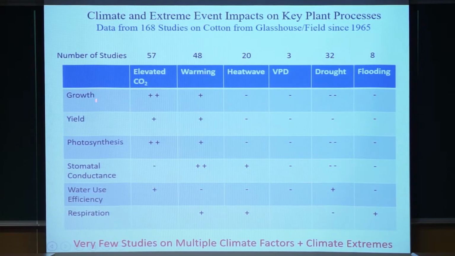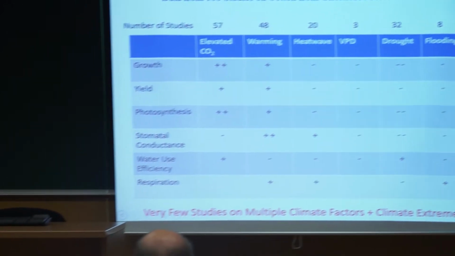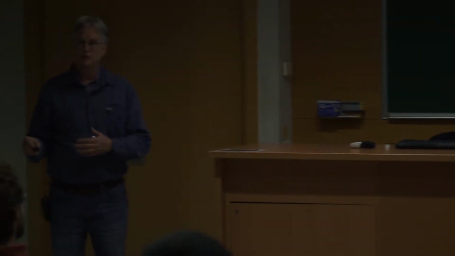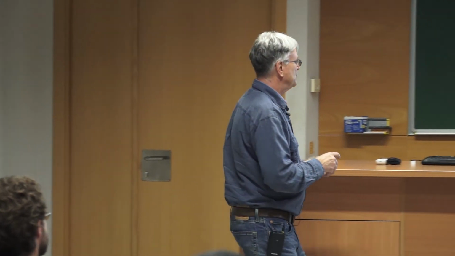But if you look at that, we see that, here are the processes. CO2 generally has had a positive impact. Warming can have a positive or negative impact depending on whether you're below the optimum or above the optimum. Heat waves generally have negative impacts, as does VPD, drought, and flooding. But we noticed that very few studies looked at multiple climate factors, and very few studies looked at climate extremes. So people tend to have their favorite process and their favorite treatment, and then they delve into great detail, but they don't look much beyond that.